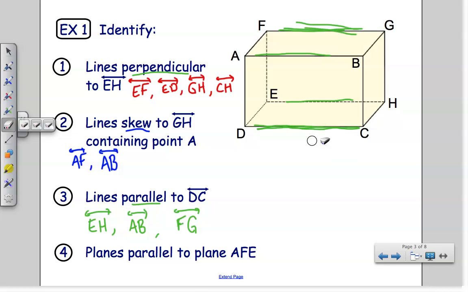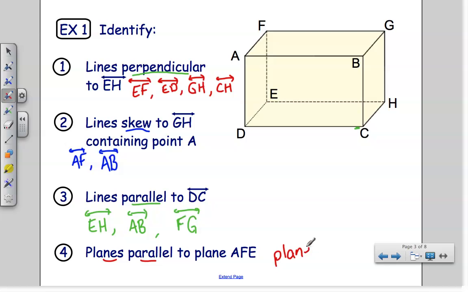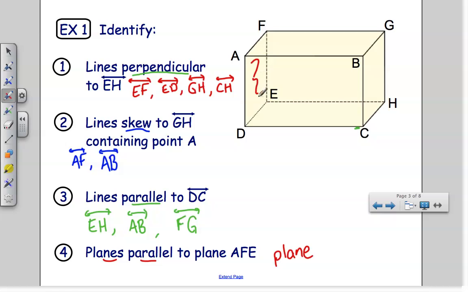And finally, identify planes parallel to plane AFE. Remember, you name a plane with 3 letters here. So I need a plane, a flat surface, parallel to this plane AFE. Now I know if I'm going to name a plane, I better do 3 letters as well. Which plane is AFE? Let's see. A is here, F is here, E is here. These 3 points are on this plane on the left-hand side. The plane that would be parallel to that one or never intersect it would be over here.